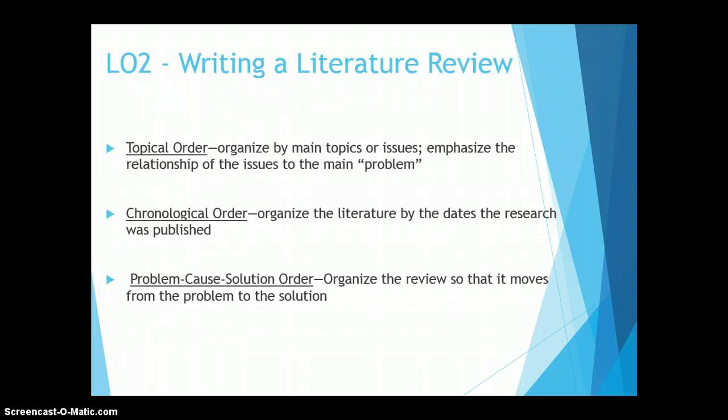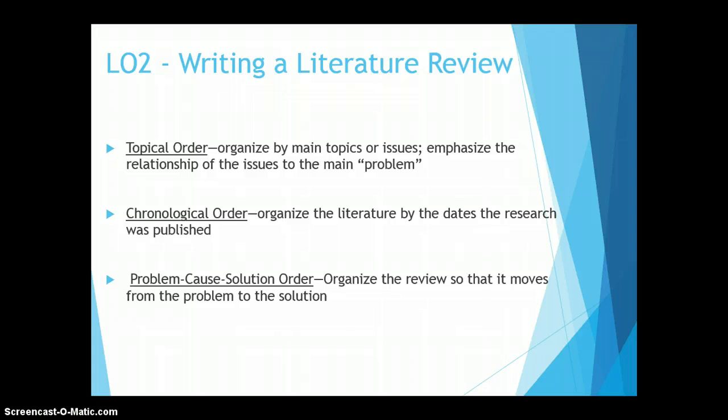So these are the different types of order you can write a literature review in. Now, these three in particular, I don't think are the best for sports science writing. They're in the next slide, but I'll let you know about them anyway. Topical order: to organize by your main topics or issues and emphasize the relationship of the issues to the main problem. Chronological order: to organize the literature you're discussing by dates. That might be better for historians. Problem, cause, solution order: to organize a review so that it moves from the problem to the solution.